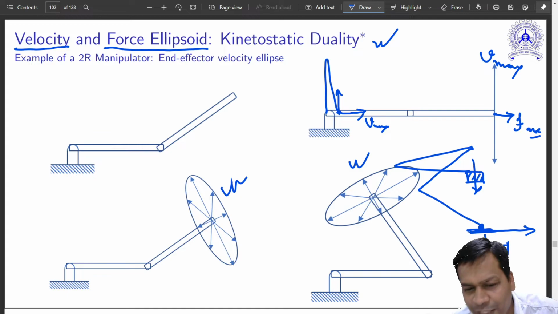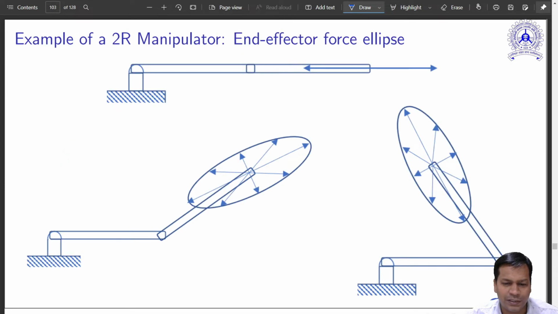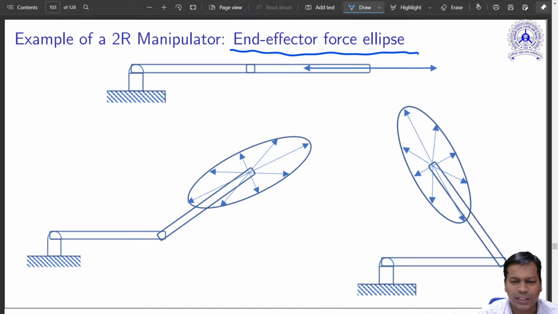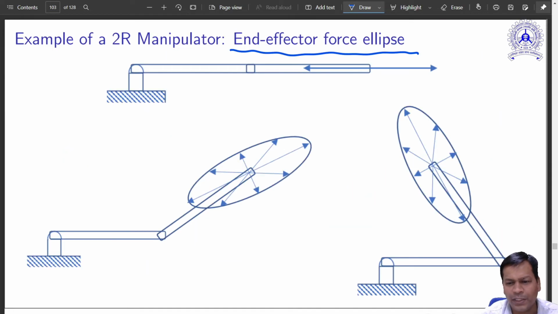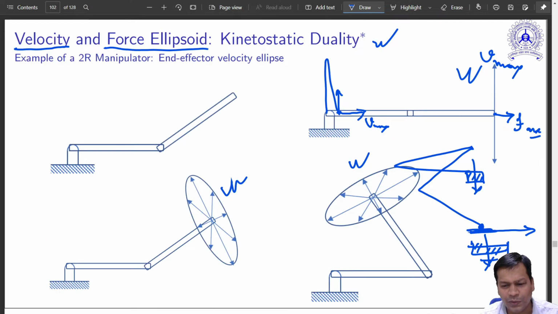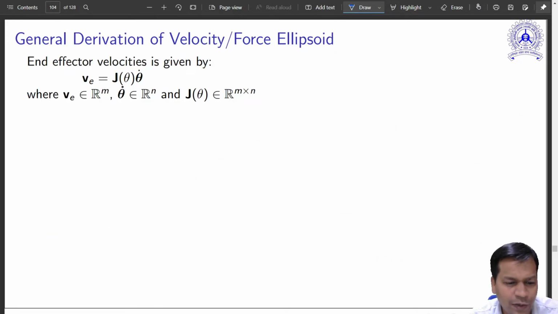So this is what we have felt quite a lot of times, but let us now start formalizing that using some mathematical interpretations. So this is again the end effector force ellipsoid. It is exactly orthogonal to this. So the way it is here, in this direction it is maximum. This is the force ellipsoid, and it is exactly orthogonal to these two. Okay, so now moving ahead.